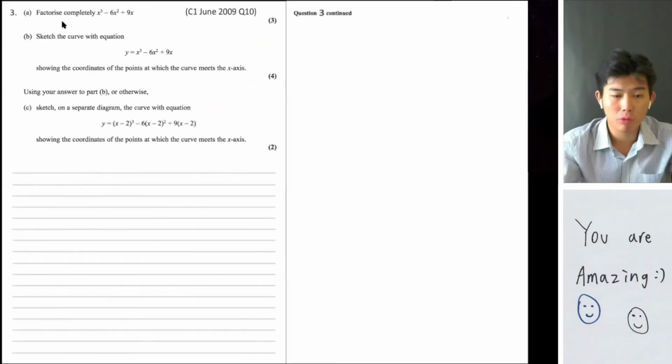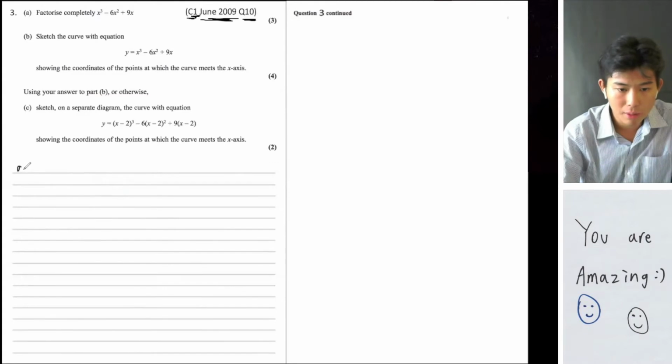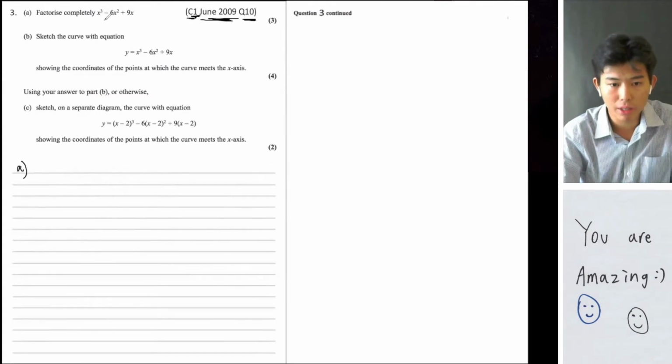Okay, let's carry on with question 3 in the past paper. This question is actually from the C1 module, June 2009, question 10. So first, for part A, they want us to factorize completely x cubed minus 6x squared plus 9x. The first thing we have to do is take out the x from this equation.